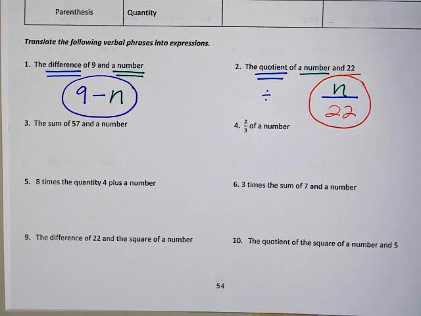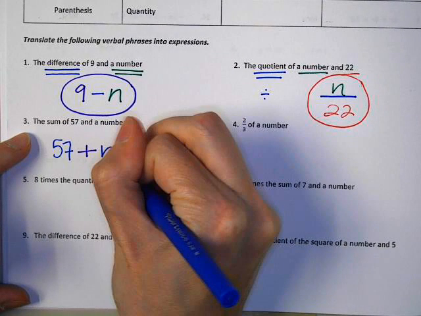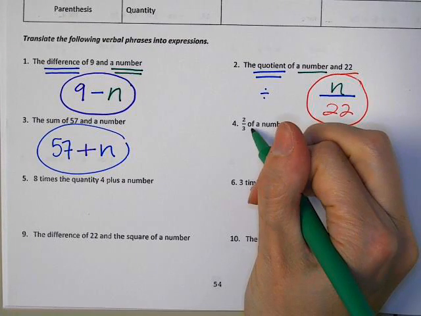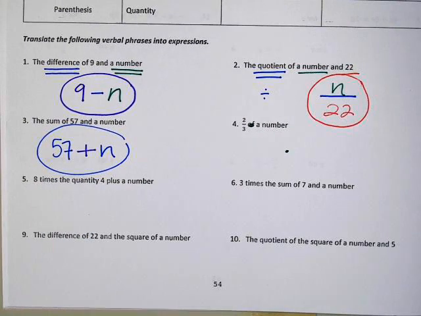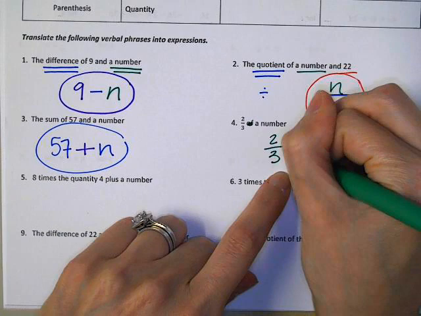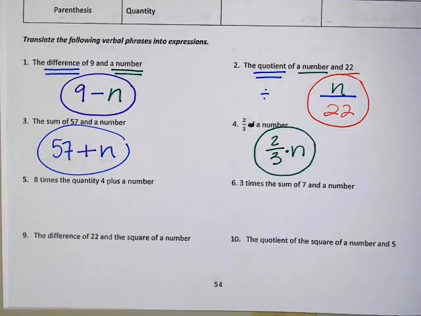Okay, number 3, the sum of 57 and a number. So sum means plus, and then what are we adding? We're just going to go in order again. We're adding 57 and n. All right, number 4. Of. If you look at your chart, of means times. Okay, so we're doing 2/3 times a number, so 2/3 n. 2/3 times n. That's of.